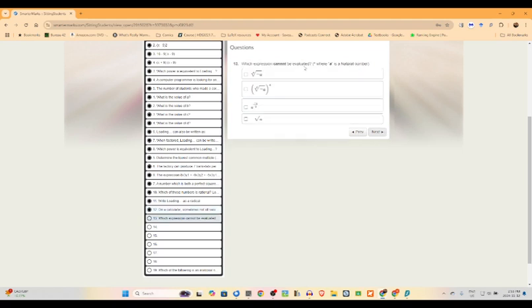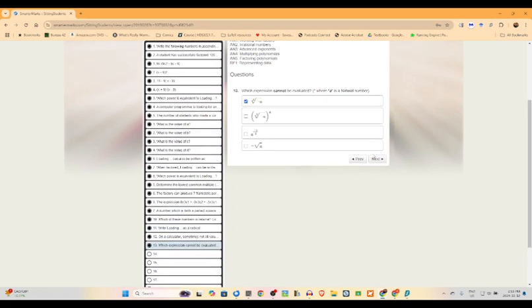Now this one. Which expression cannot be evaluated when a is a natural number? Well, that would be the one that takes the even root of the negative number. Again, as far as this course is concerned, those do not exist.